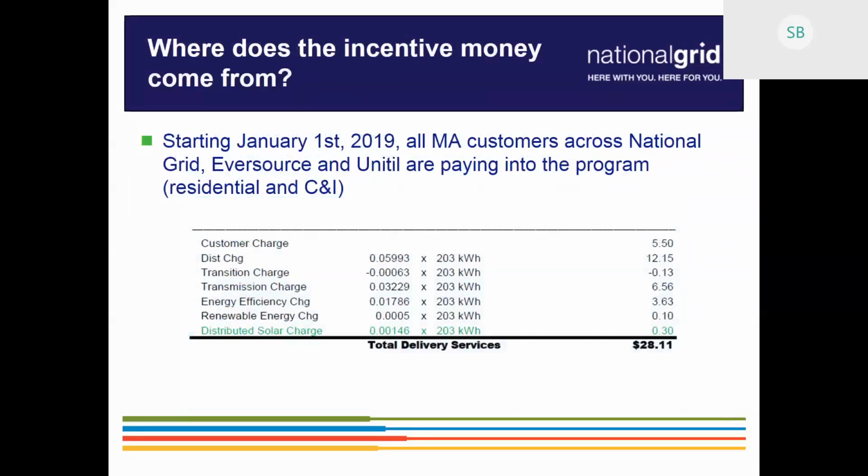So this is just to show where all the money comes from for this incentive. So we are now the ones paying the customers, whereas for SREC programs, they were paid directly through the Department of Energy Resources. So all the money that funds these incentives comes from your bills, so thank you, everybody. The new rate is called the distributed solar charge, and that all goes into the pool of money where we're paying the incentives from.